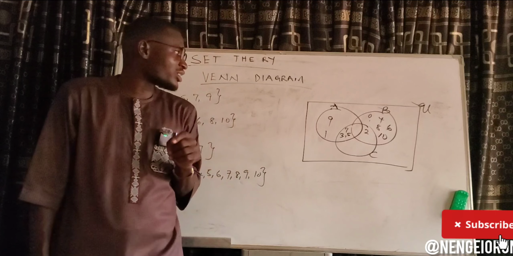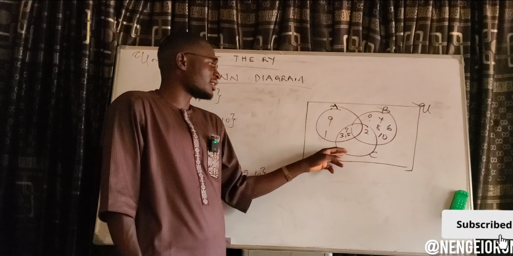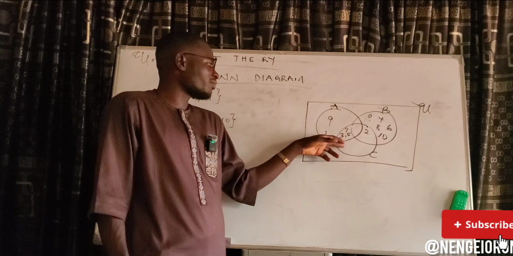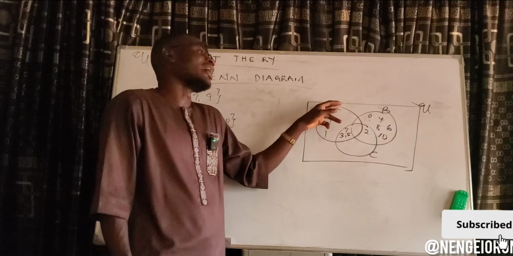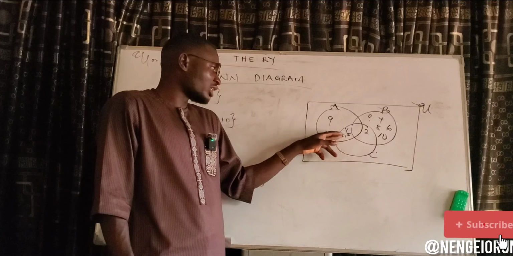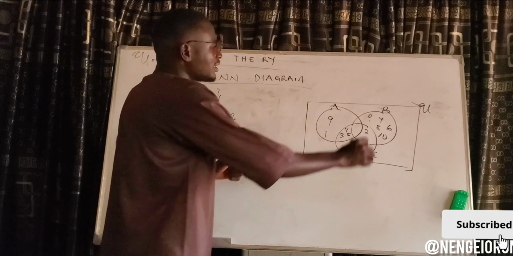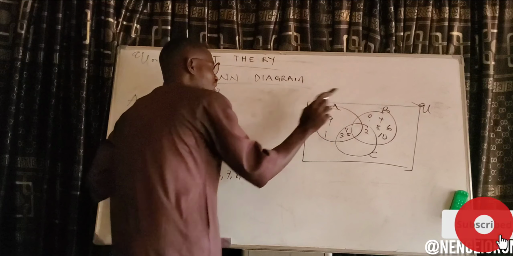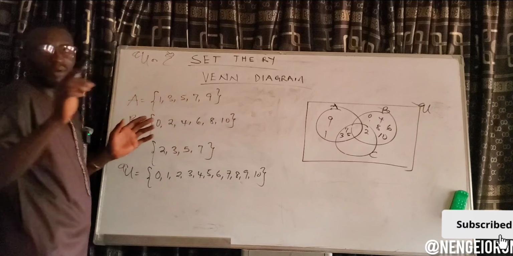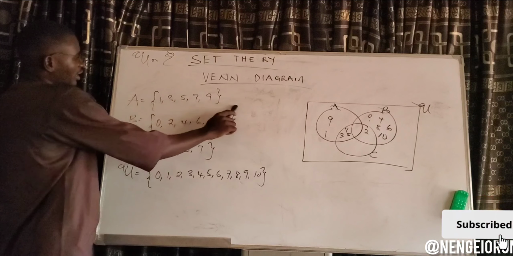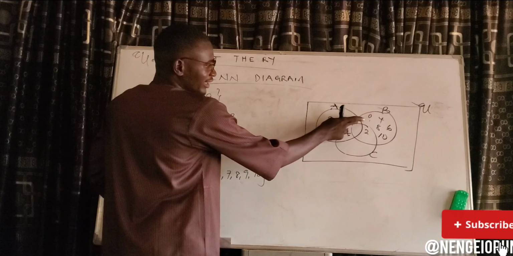So if the question asks you, what is the intersection of A and C? Intersection of A and C implies the elements that you can see in A and in C, which include 3, 5, and 7. The elements that you can see in A and B, A and B don't have any element in common. That is why this one here is empty.